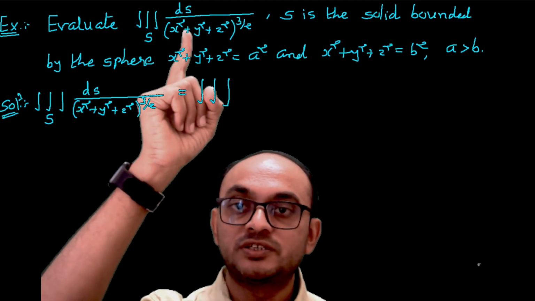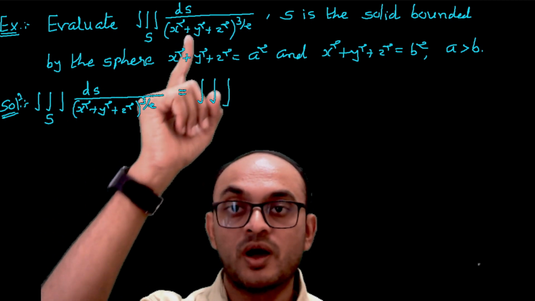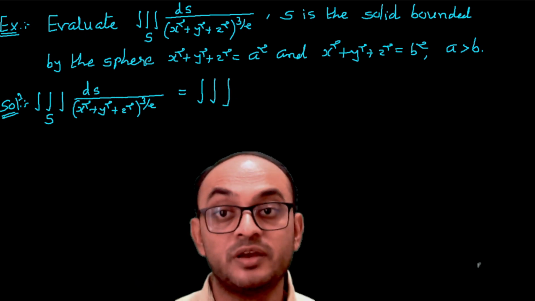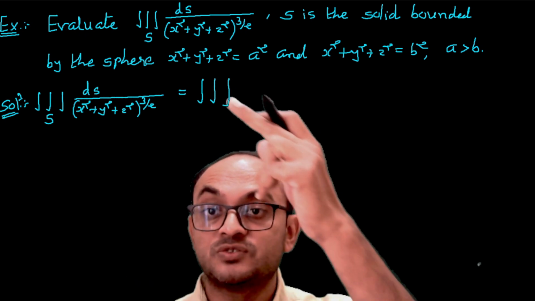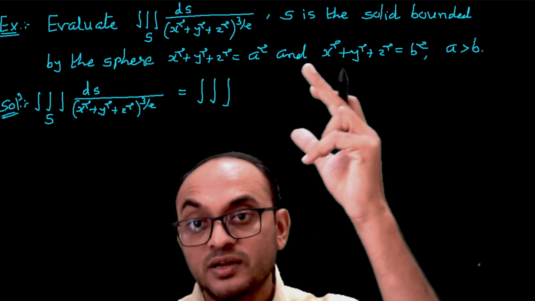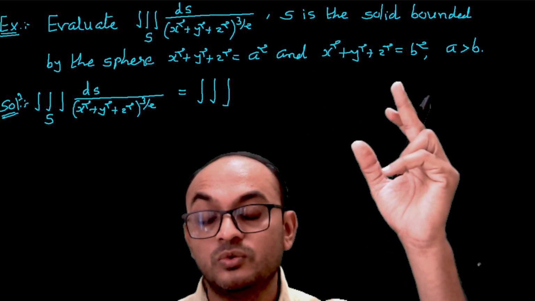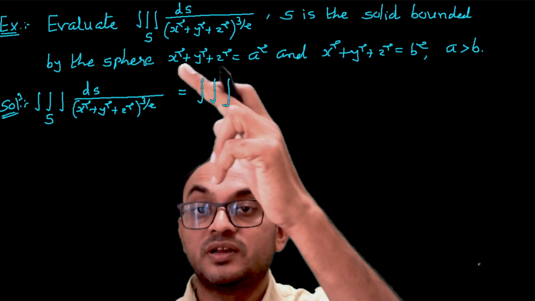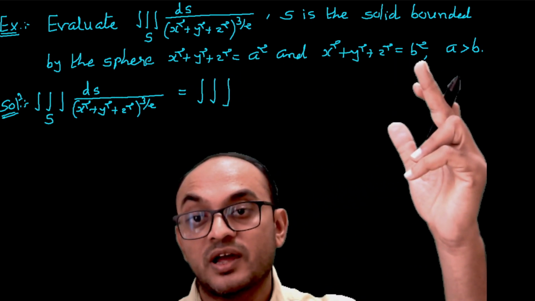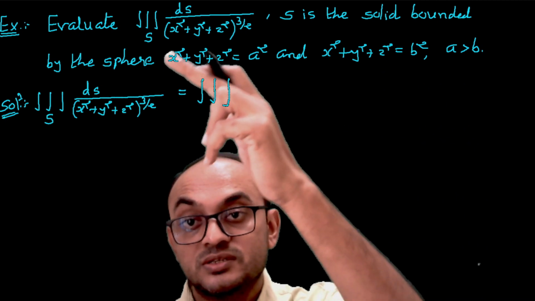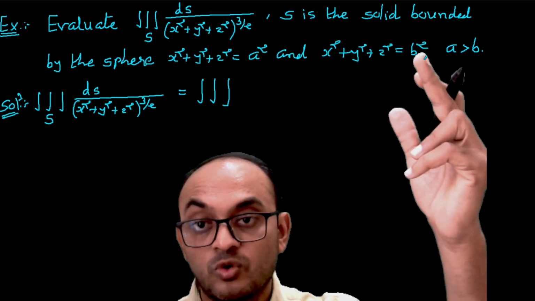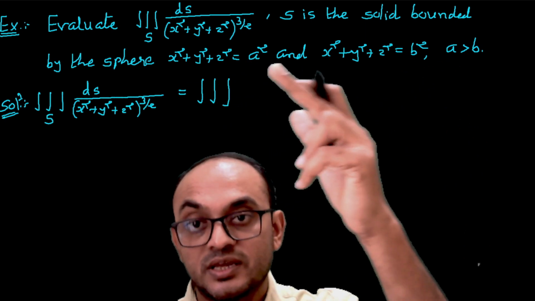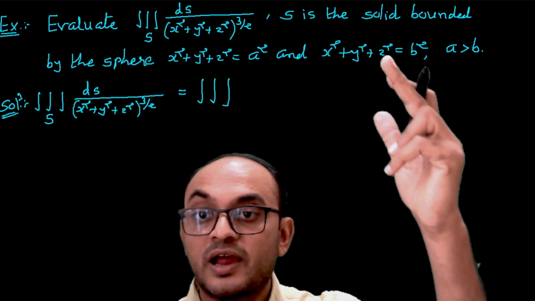Evaluate the triple integration of the function 1 upon (x square plus y square plus z square) raised to 3 divided by 2, where S is a solid bounded by two spheres, x square plus y square plus z square equal to a square, and x square plus y square plus z square equal to b square, where a is greater than b. That means this sphere has the larger radius, this sphere has the smaller radius. So this is the big sphere and this is the small sphere. Both spheres have center 0 0 0. This is radius a, the center 0 0 0 and radius b.